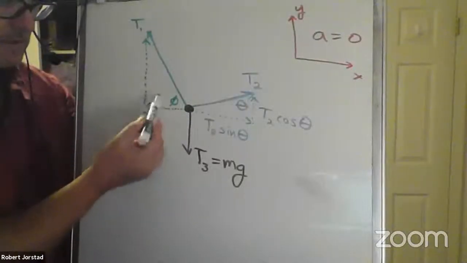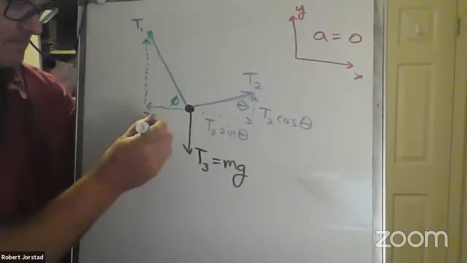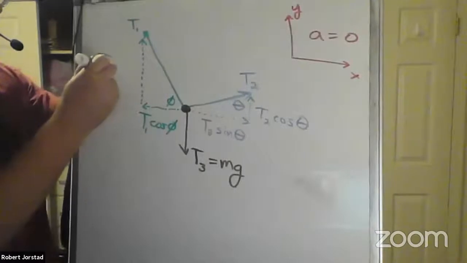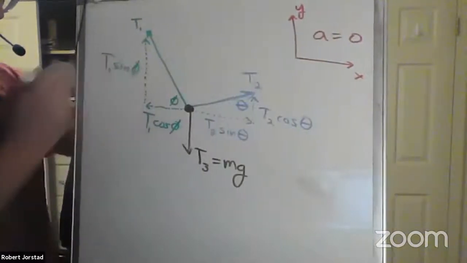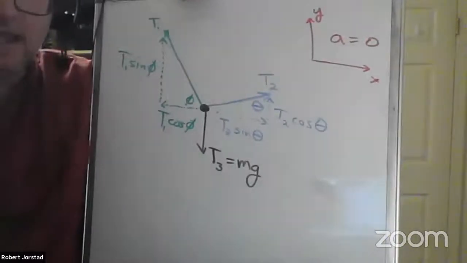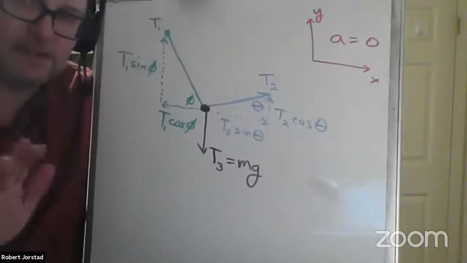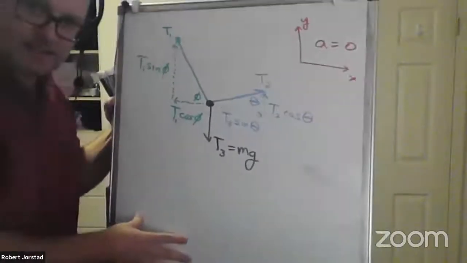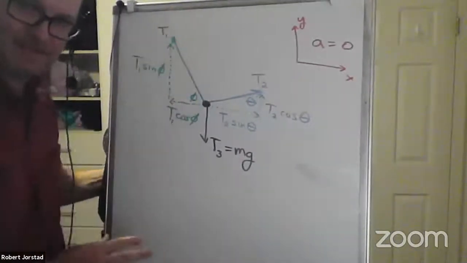Cosine. I'm adjacent to this angle. And that means this must be T1 sine phi. All right. At this point, you know you've got the solutions, but we could also see if you know what you're doing. Now I want to see, can you get the right plus minus signs on all this stuff?